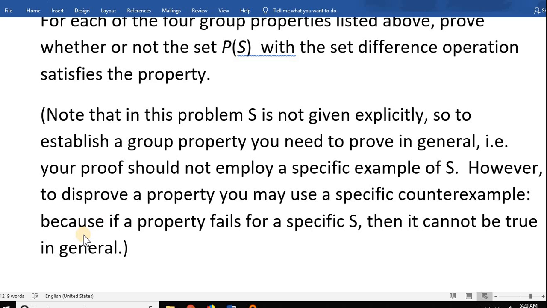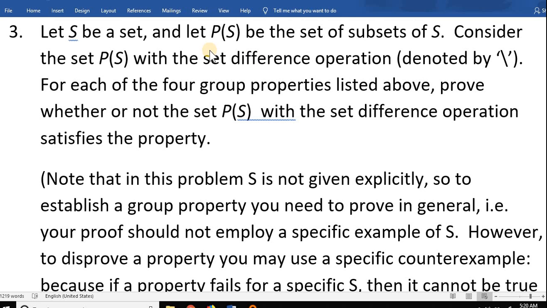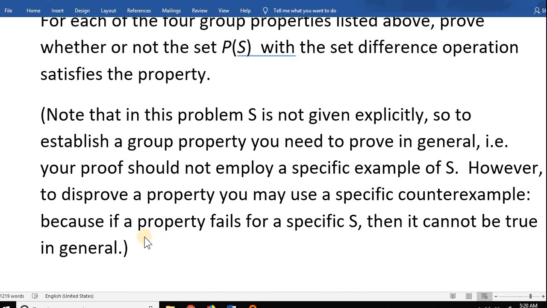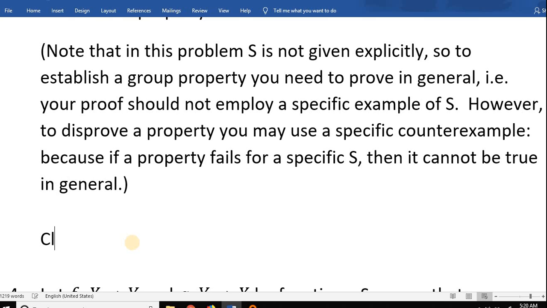And so what that's talking about is that if this P of S with backslash doesn't work, that's going to be easy, because you just give one example where it doesn't work. But if you want to show it works in general, you have to give a general proof and not just use a single example. All right? So let's consider the 4 properties. First property is closure.